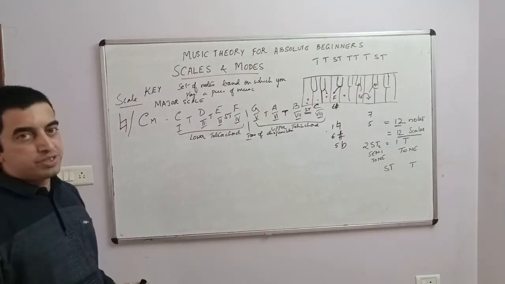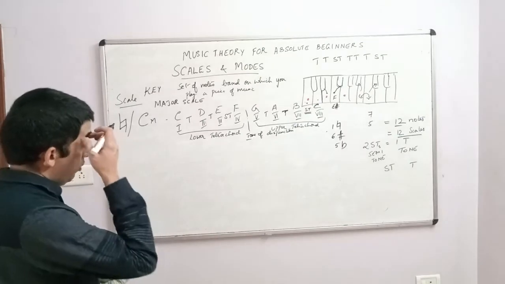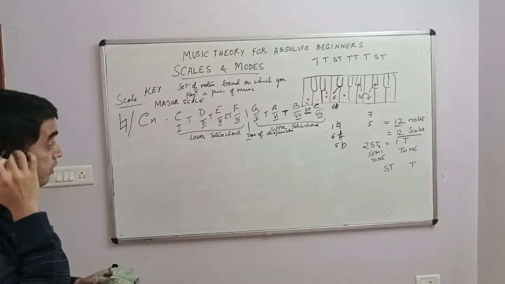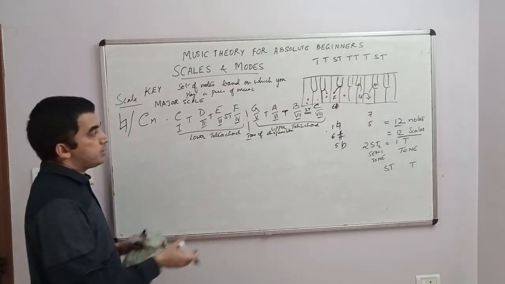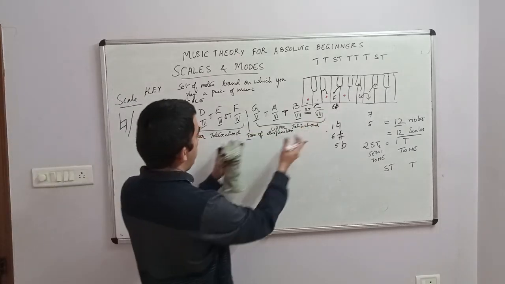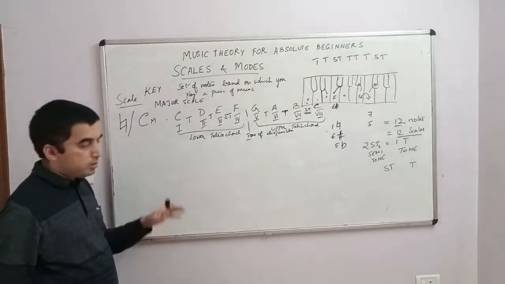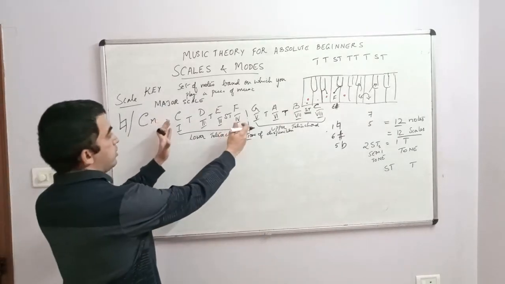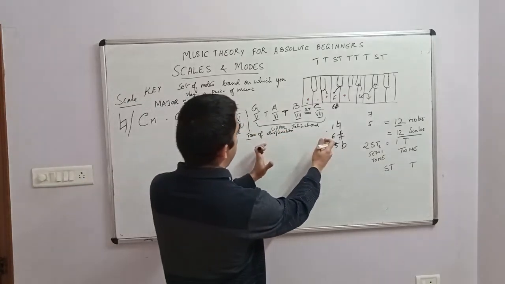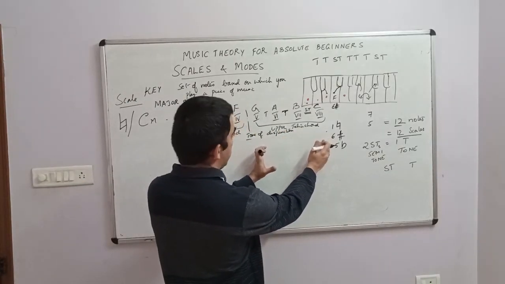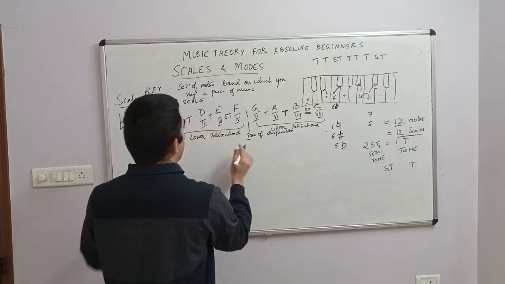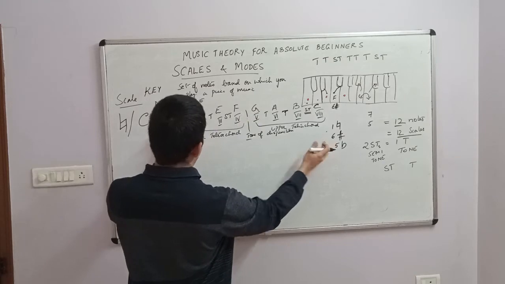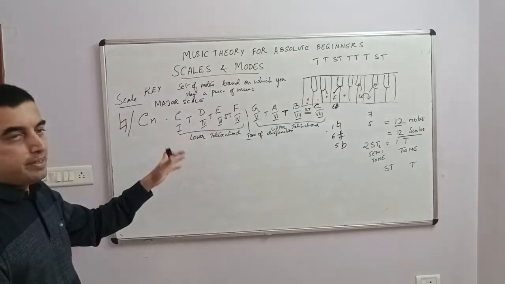So how do you derive the flat scales? Now when you got the sharp scales, how did we come to the sharp scales? We took the upper tetrachord and brought it down as the lower tetrachord of the next scale, right? For the flat scales, you take the lower tetrachord and bring it as the upper tetrachord of the next scale. Okay, so the fourth note will become the last note. You can take it any way you want.